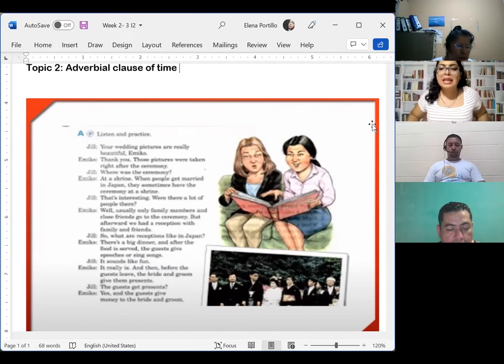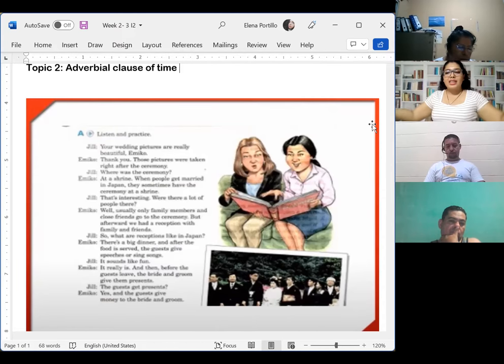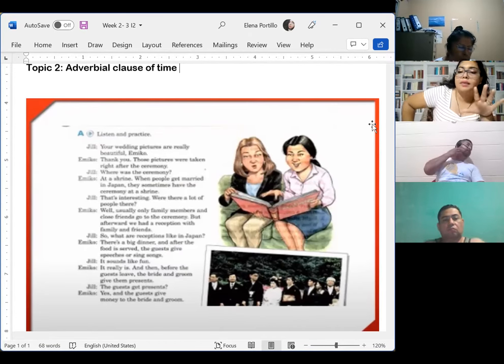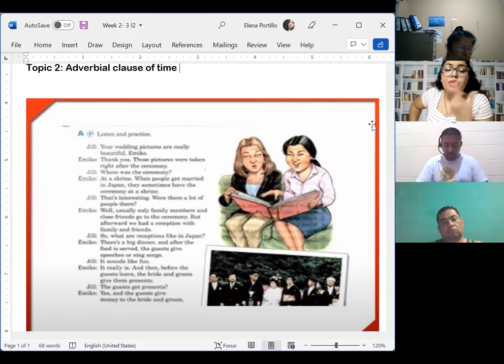So they are talking about the wedding, the ceremony in Japan. And they say that in that case, they use the shrines that are like temples to do the ceremonies. But the important thing in this conversation is not the topic of the wedding. In this case, it is talking about adverbial clause of time. And we are going to talk about adverbs. So that's the important point in this conversation, because they are using, for example, in the sentence of speaker number two, "These pictures were taken right after the ceremony." After, that word is, and we have some words like that in the conversation.